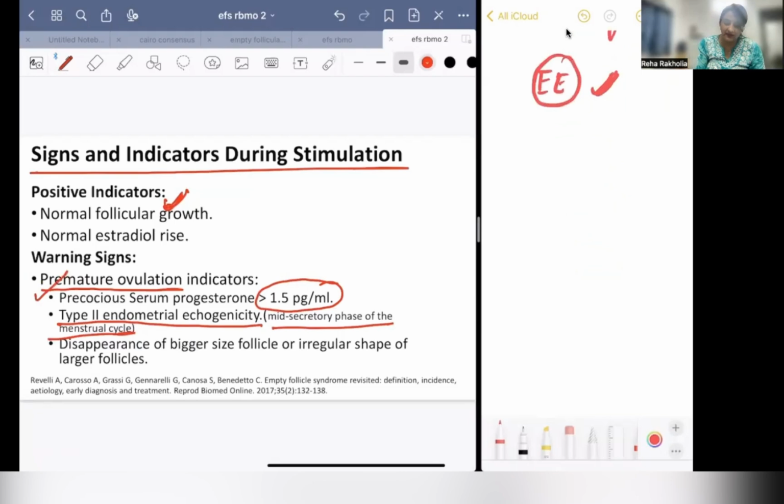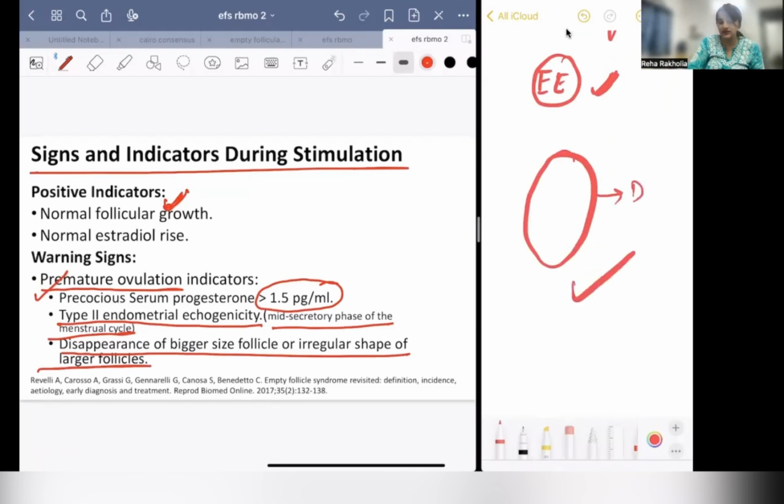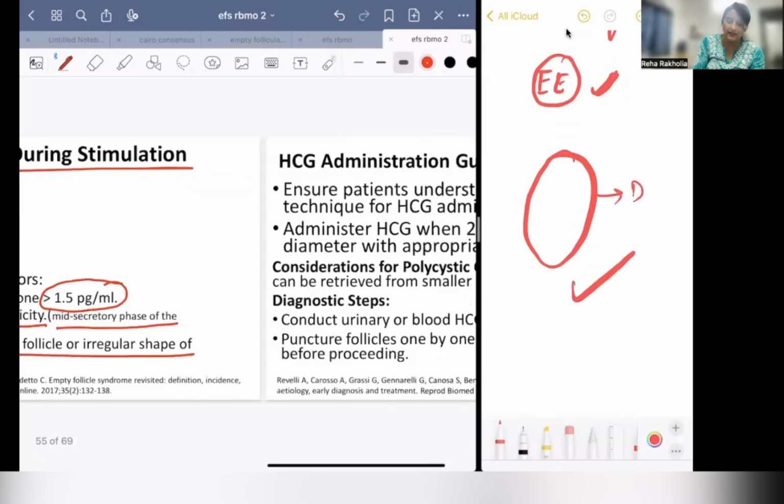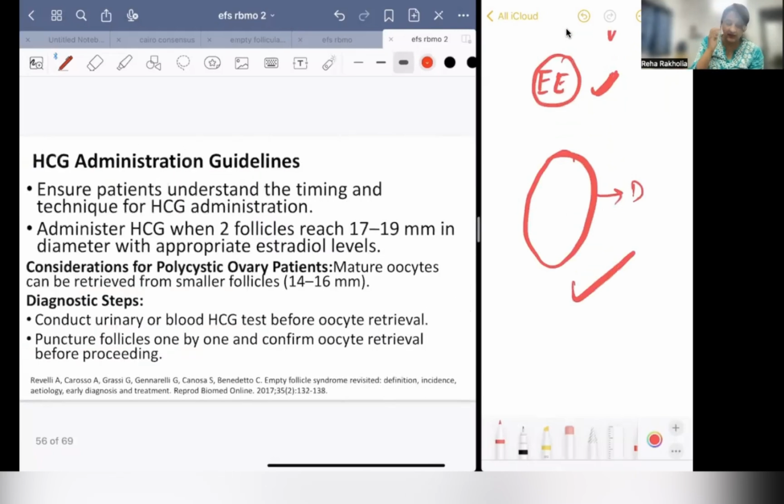Then disappearance of a bigger size follicle or an irregular shape large follicle. If a bigger size follicle disappears, it means ovulation has already occurred, or if it is irregular in shape, that also means that ovulation has already occurred.